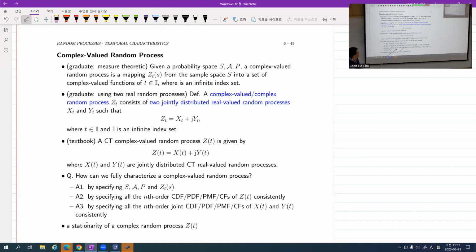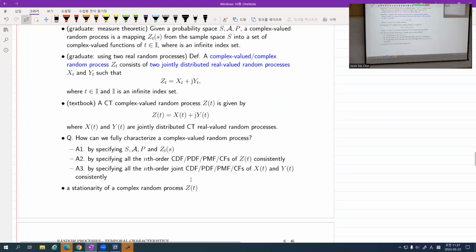So you need that. Given a complex random process, we can define almost the same thing. So we can define the nth order CDF, PDF, PMF, characteristic function of Z, right? Because whenever we talk about this, we take a length n complex random vector. And that is equivalent to specifying the joint, these stuffs for the real part and imaginary part.